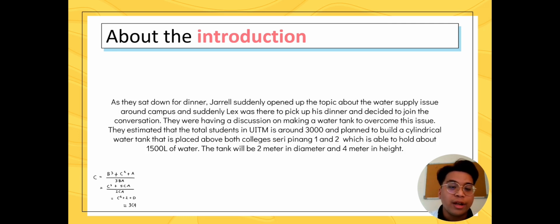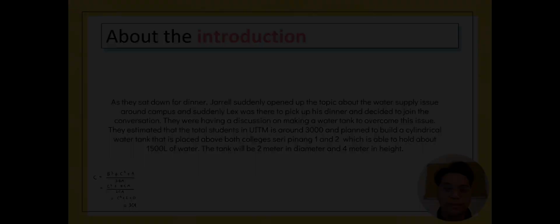So he decided to meet up with Gerald and Kimi at the cafeteria for dinner to talk about it. As they sat down, Gerald suddenly opened up the topic about the water supply issue around campus, and Lex was there to pick up his dinner and decided to join the conversation. They discussed making a water tank to overcome this issue. They estimated that the total students in UiTM is about 3,000 and planned to build a cylindrical water tank placed at both colleges, Seri Pinang 1 and 2, able to hold about 1,500 liters of water for the next week. The water tank will be 2 meters in diameter and 4 meters in height.